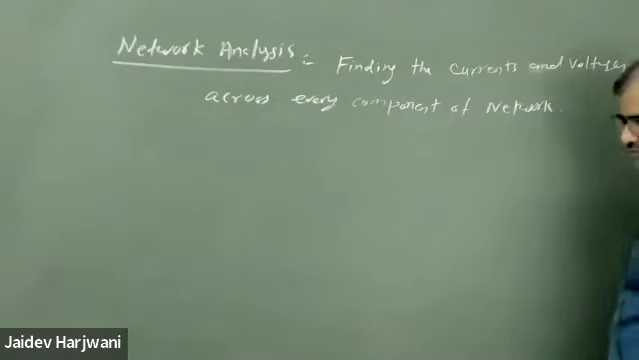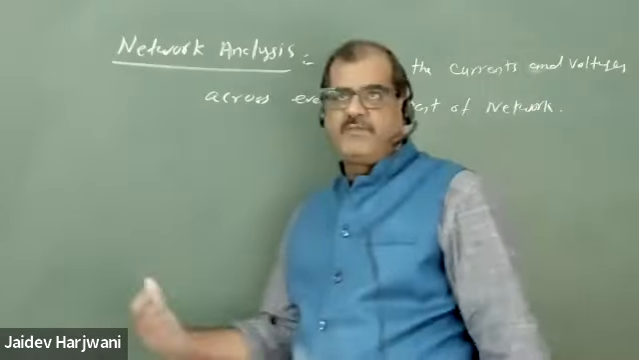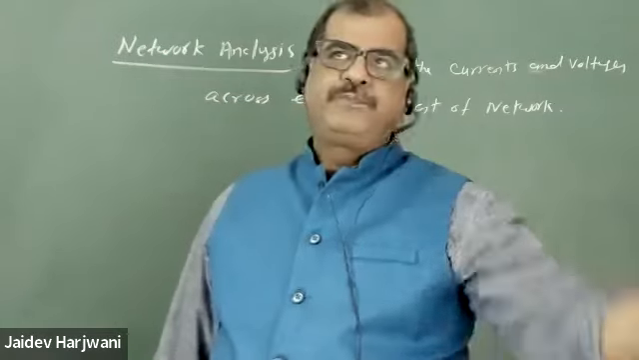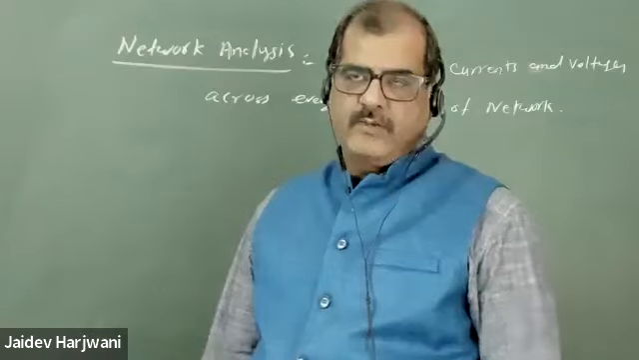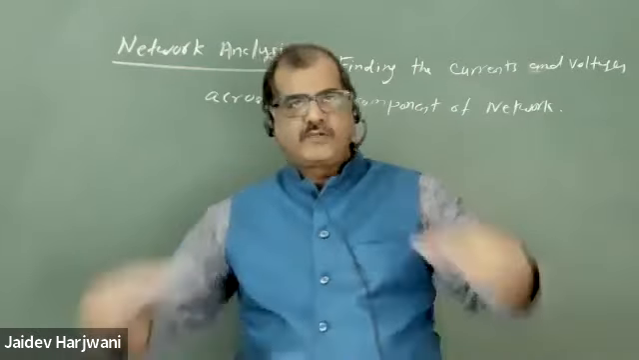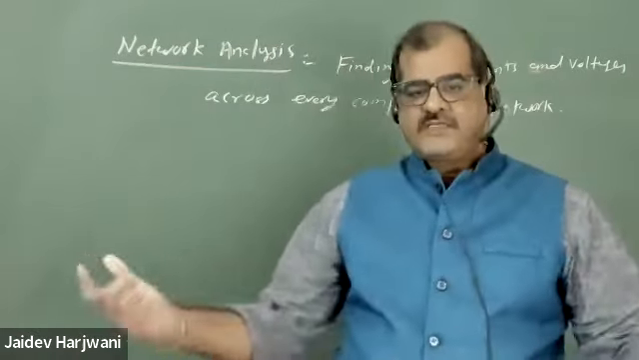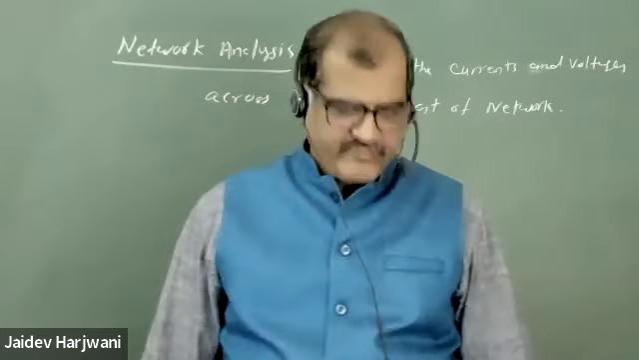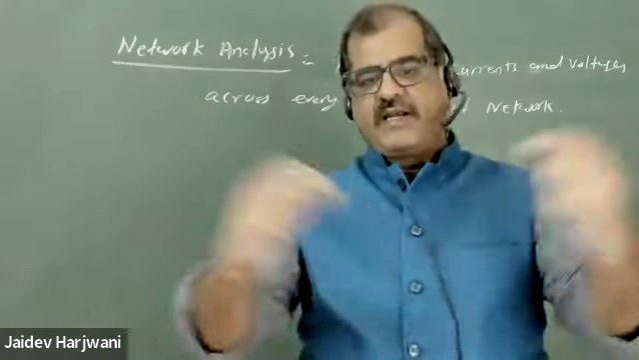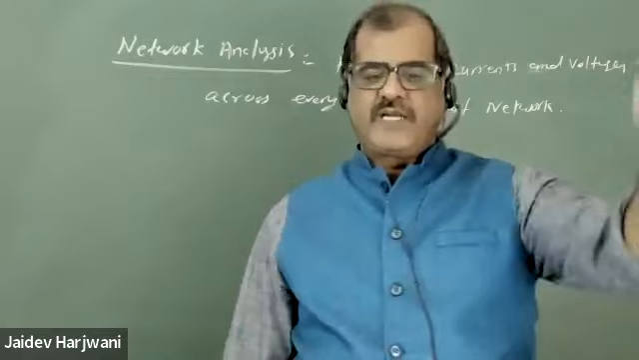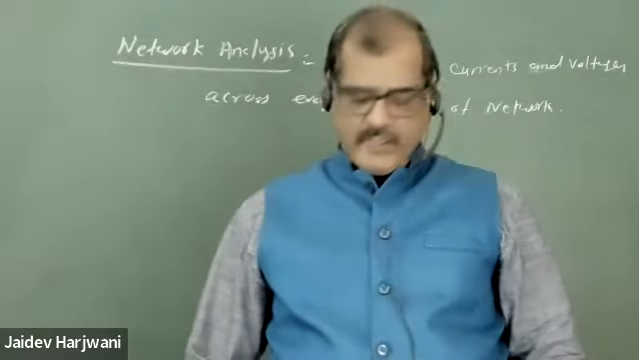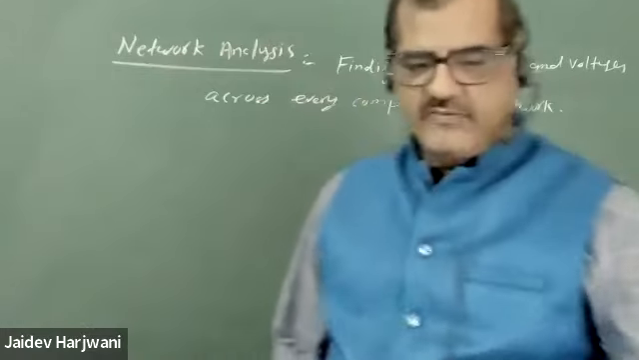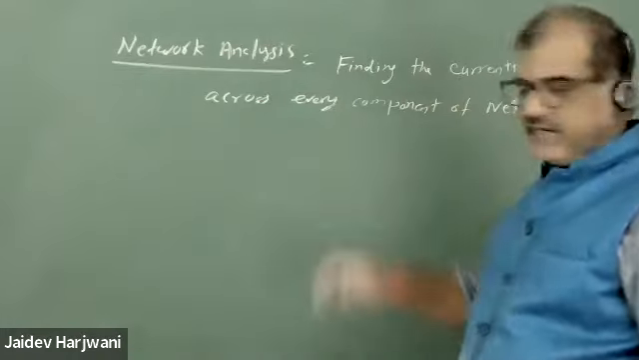So if I have the previous network with 5 components, and I can find the current across each component, or the voltage across each component, that means I have the knowledge of the full network. I have analyzed the full network. I know the current in each branch and the voltage at each node, so I have complete information of this network. That is called network analysis.